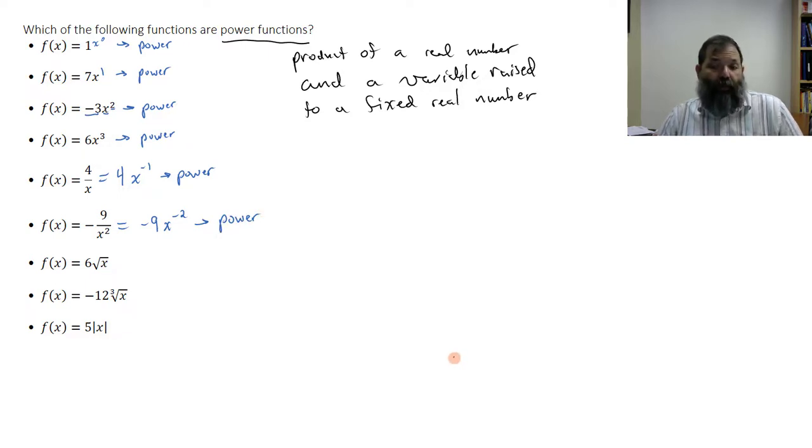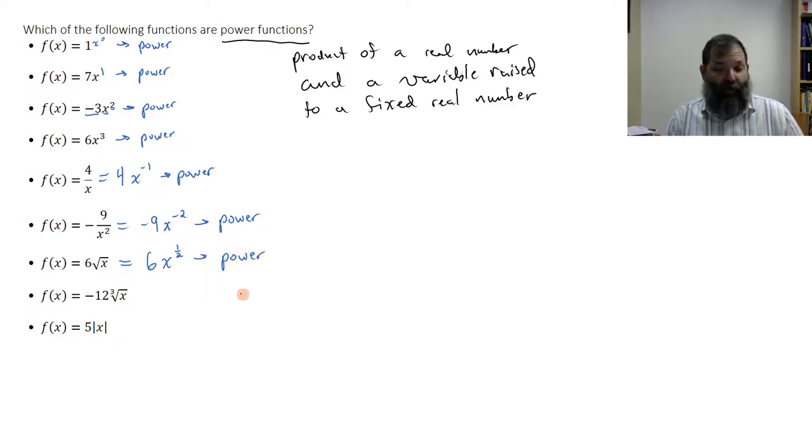The next example, we have 6 times the square root of x. Again, if you remember some properties of exponents, the square root, since the index on that radical is a 2, though we normally don't write it, is the same as writing 6 times x to the 1/2 power. And again, I have a constant, a real number, 6, times the variable x raised to a fixed real number, 1/2. This is a power function.